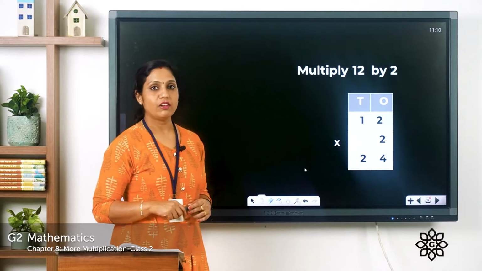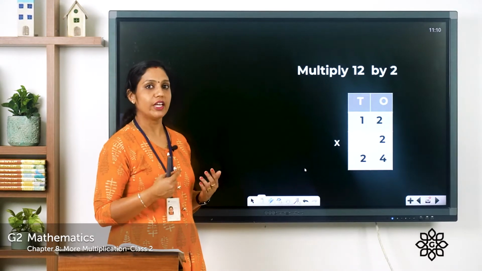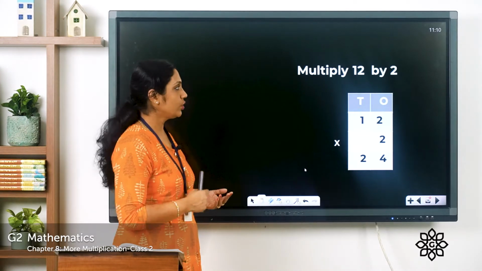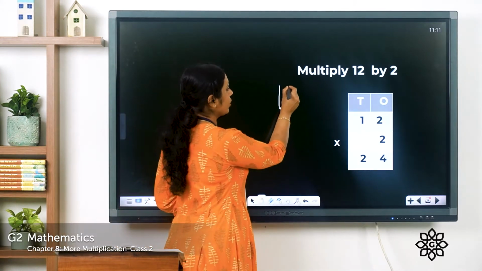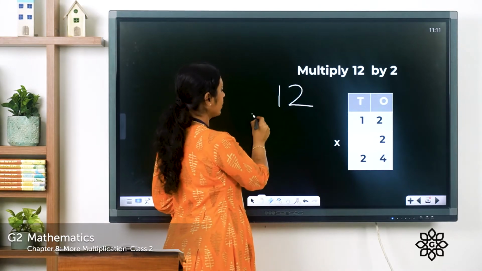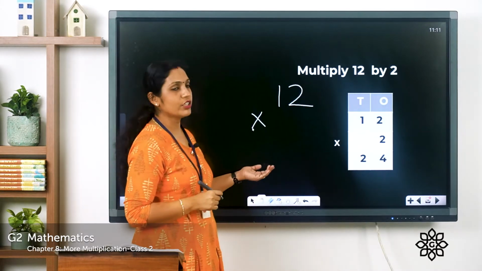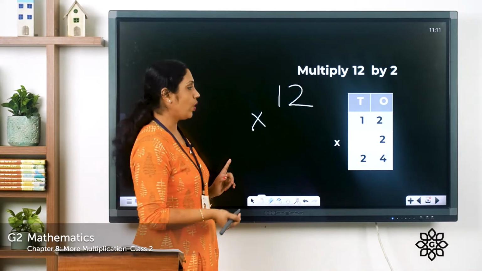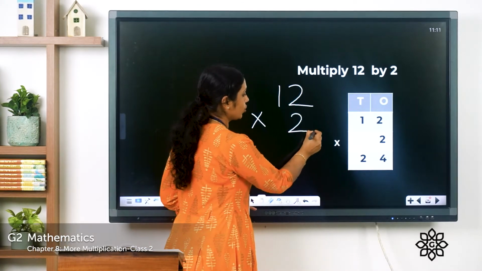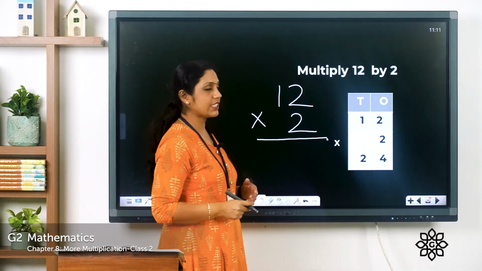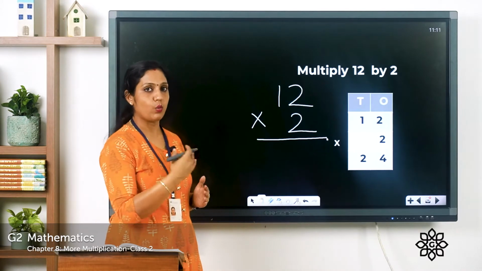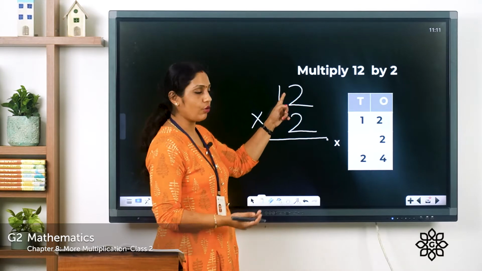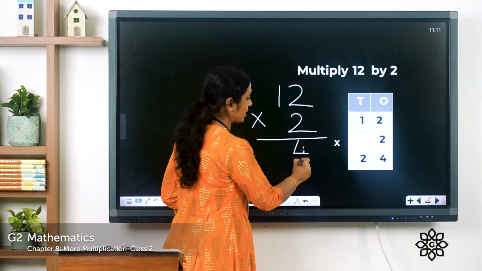Here you have 12 by 2, that is 12 into 2. So here you can see it's a two-digit number and a one-digit number. So the two-digit number, that is 12, write above and put the into symbol and write 2 under. So 2 is a one-digit number, we have to put it in the ones place itself. So under here 2, you have to write the 2. And we'll start multiplying always from the ones place. So 2 into 2. 2 2s are 4. Write that here in the ones place itself.